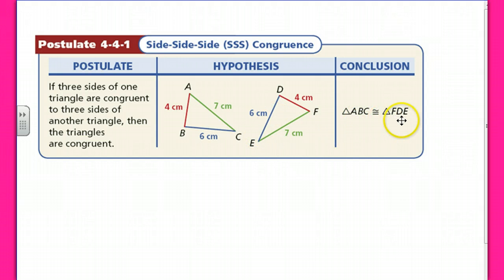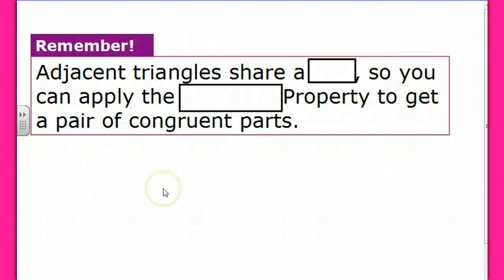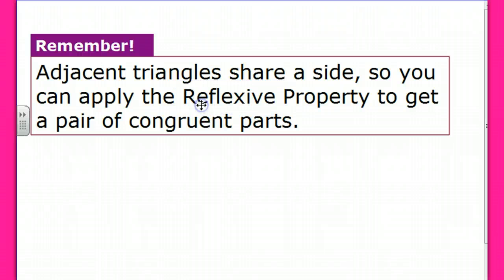ABC is congruent to triangle FDE because we know that if three sides of one triangle are congruent to three sides of another triangle, then guess what? The triangles are congruent, which means what? Yes, all corresponding angles are congruent. So if we have triangles that are adjacent, they share a what? That's right, a side. It's like adjacent angles share a ray, right? So you can apply the reflexive property to get a pair of congruent parts.